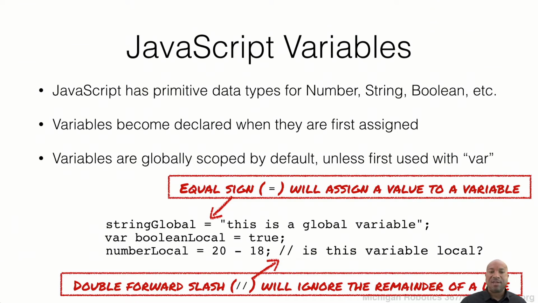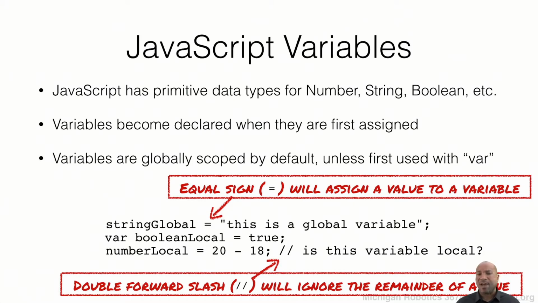In this case, the variable that we created here called string global is being assigned the string that says this is a global variable. The equal sign will allow you to do assignment of this variable. The next one, whenever we put the var reserved word in front of the variable, will be a locally scoped variable. That will be a variable that's only known within the local scope of a particular function or block of code, and we're assigning this Boolean value true.